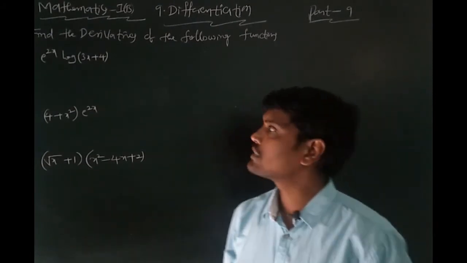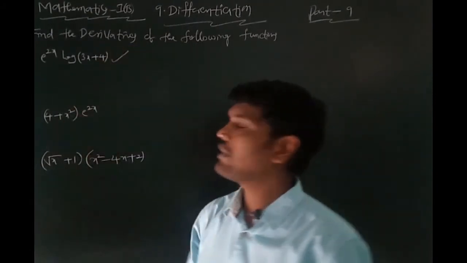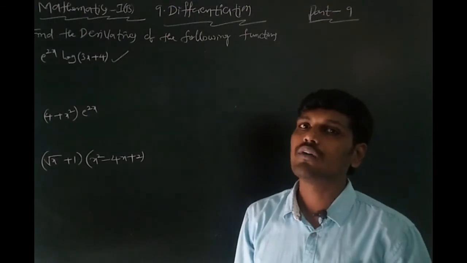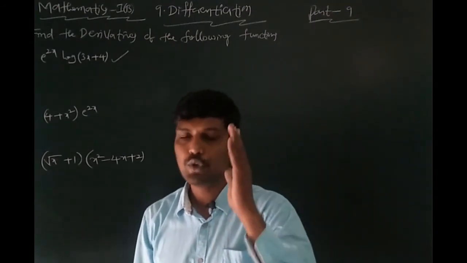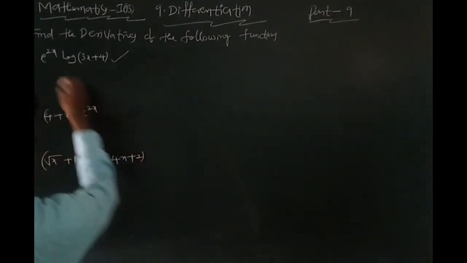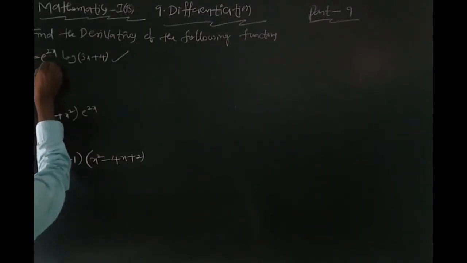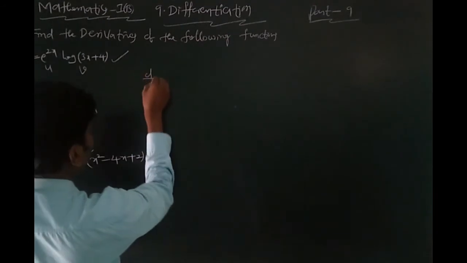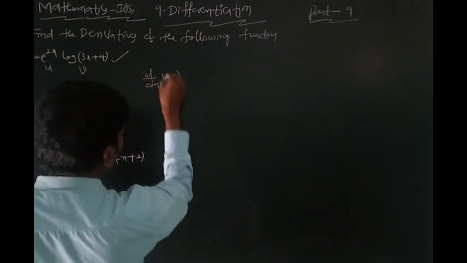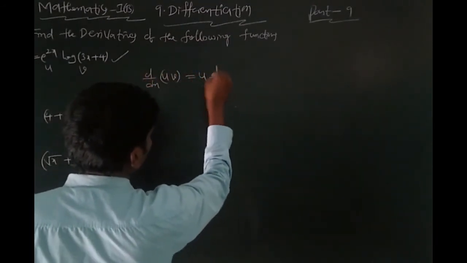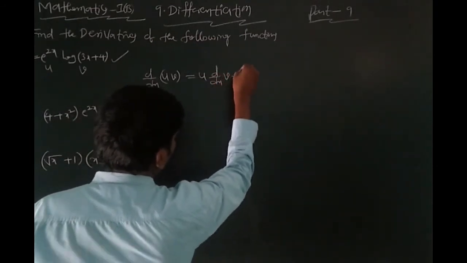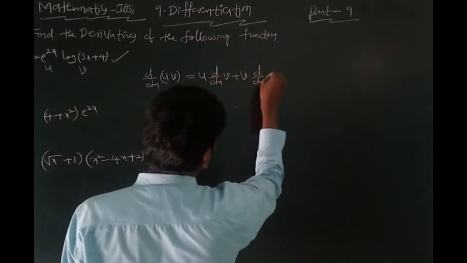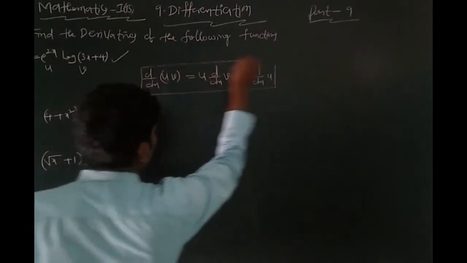What is the first assignment problem? e power 2x into log of 3x plus 4. You can write this is first of all y, this is u, this is v. You can write uv formula: d by dx of u into v formula 1, u into derivative of v plus v into derivative of u. This is the formula.